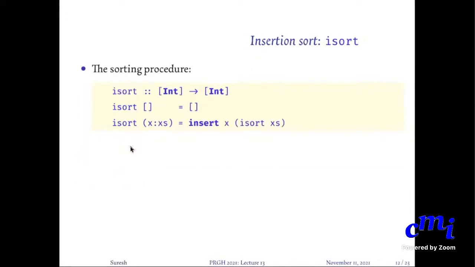Insertion sort is this. Alternatively, you could just say foldr insert empty list. Empty list is the base case, and at every level you are doing insert of x and then the recursive call. So the function that you use to combine is the insert function, and the initial value is the empty list. You can do it as this.